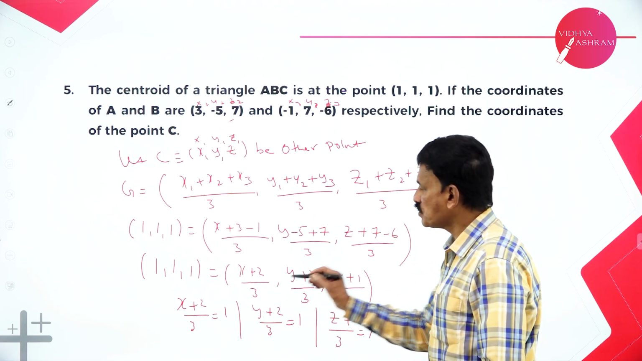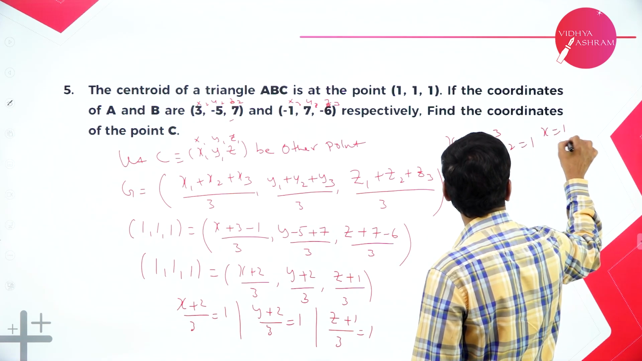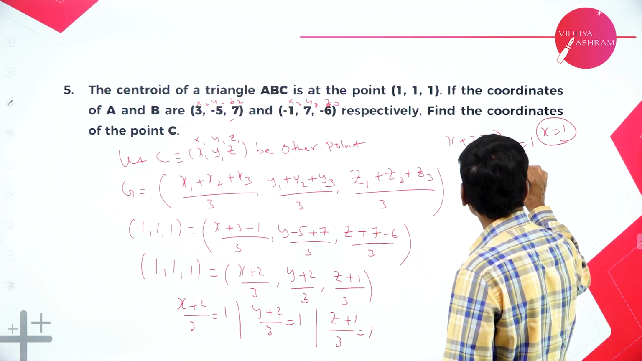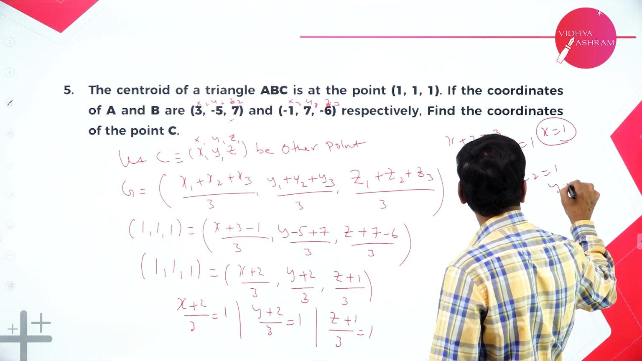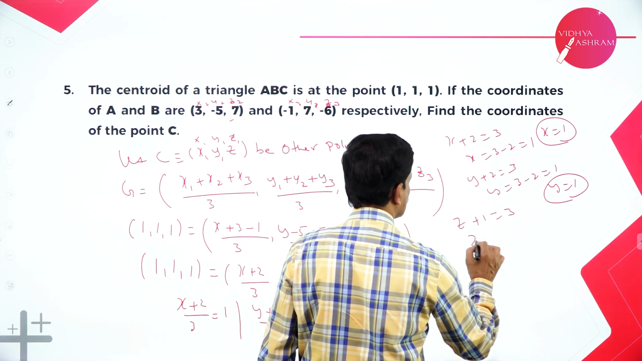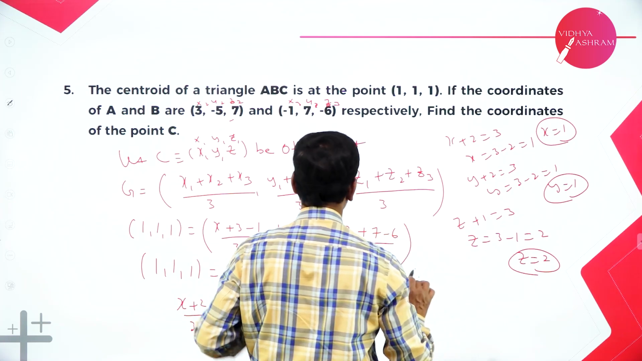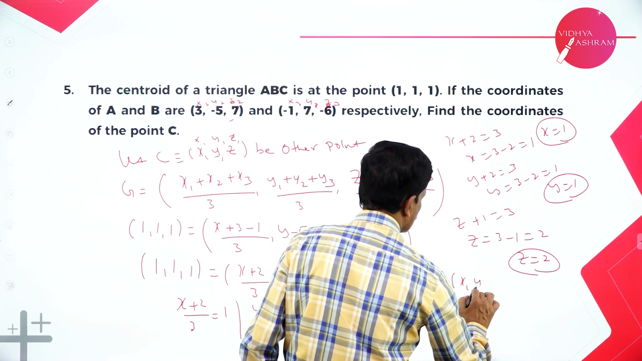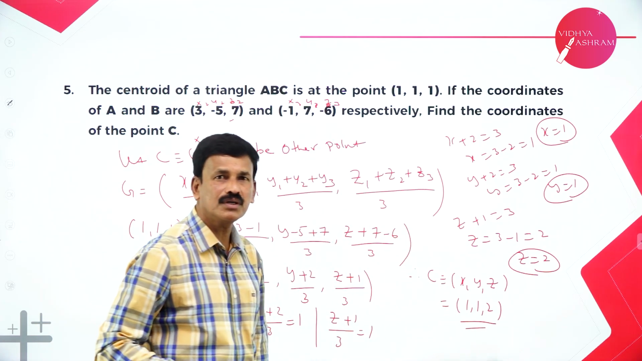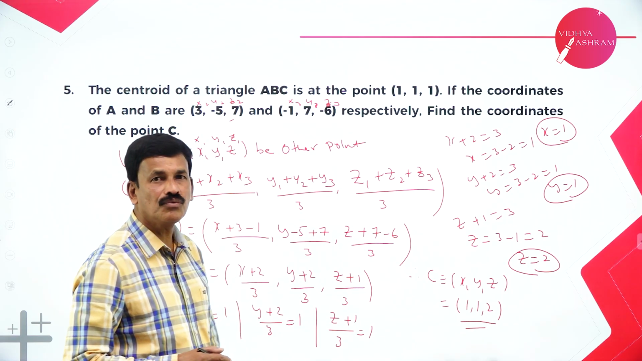So x plus 2 is equal to 3 into 1 is 3, x is equal to 3 minus 2 is 1. So x is equal to 1. Similarly, (y plus 2) by 3 is equal to 1 means y plus 2 is equal to 3, y is equal to 3 minus 2 is 1. And (z plus 1) by 3 is equal to 1 means z plus 1 is equal to 3, z is equal to 3 minus 1 is 2. So the coordinates of C is equal to (x, y, z), that is x is 1, y is 1, z is 2. Therefore, the coordinates of C is (1, 1, 2).